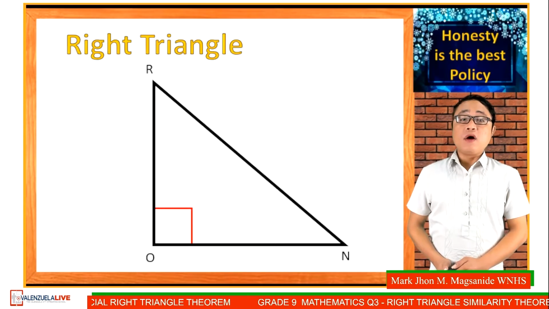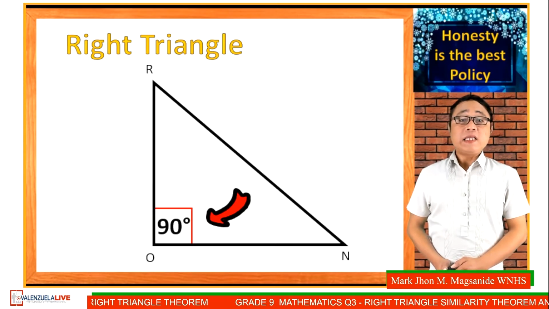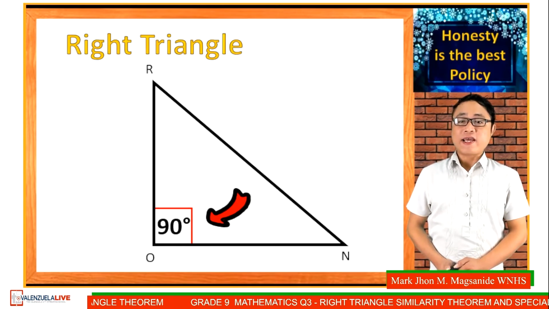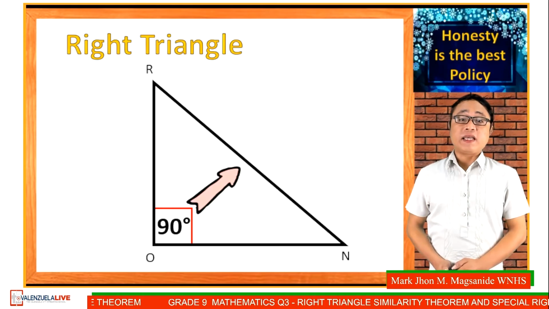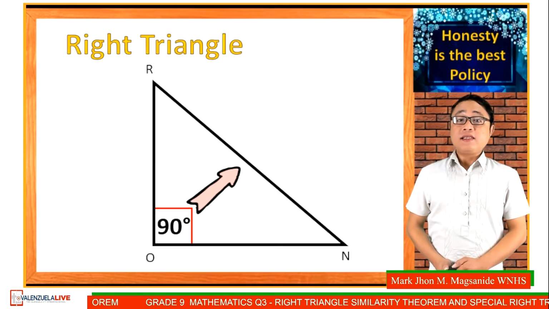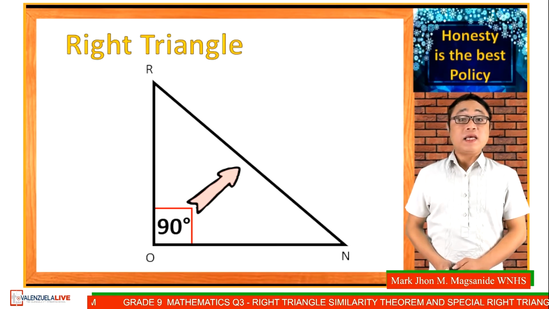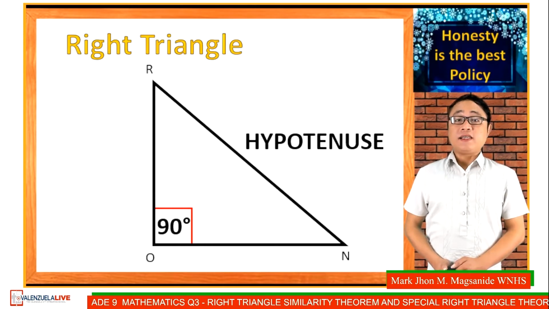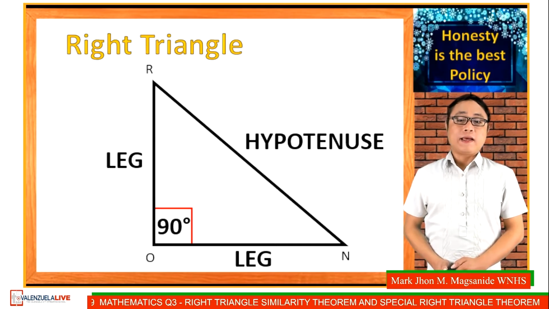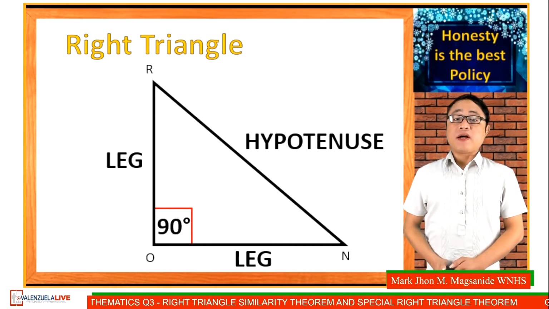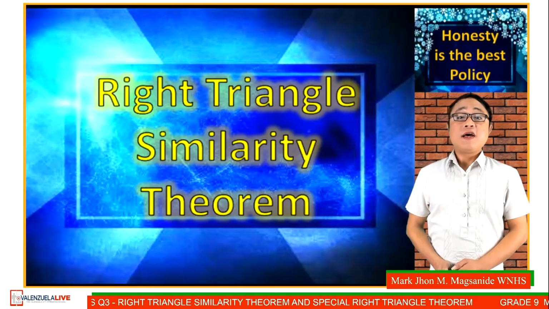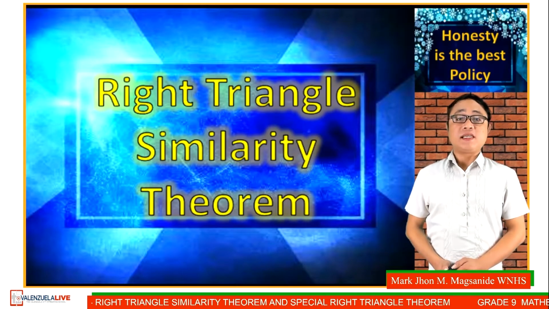The angle O measures 90 degrees, which makes the triangle a right triangle. The opposite side of the right angle is the longest side, and it is called the hypotenuse. The other two sides are called legs. Now that the parts of a right triangle are identified, let us now discuss the theorems for the similarity of right triangle.